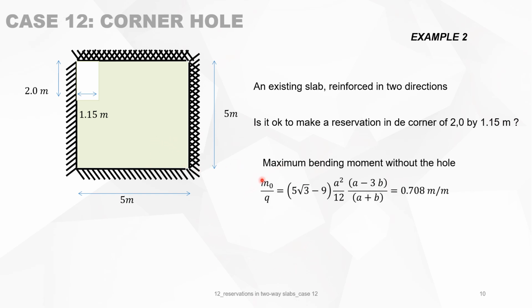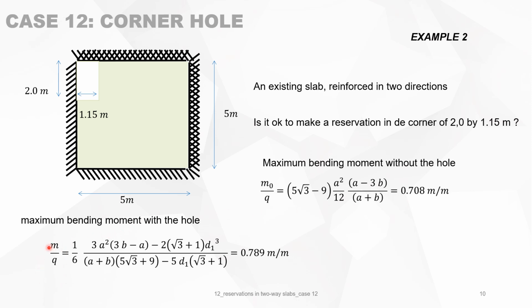So we calculate the maximum bending moment of the slab without the hole, without the reservation, but we don't know Q, so we divide M0 by Q, and we end up with a formula which has only geometric characteristics. We can calculate this, and we find 0.708 meters per meter.